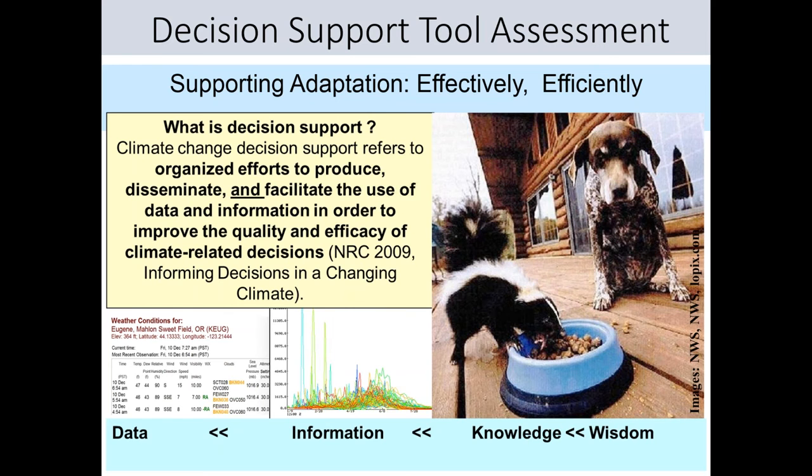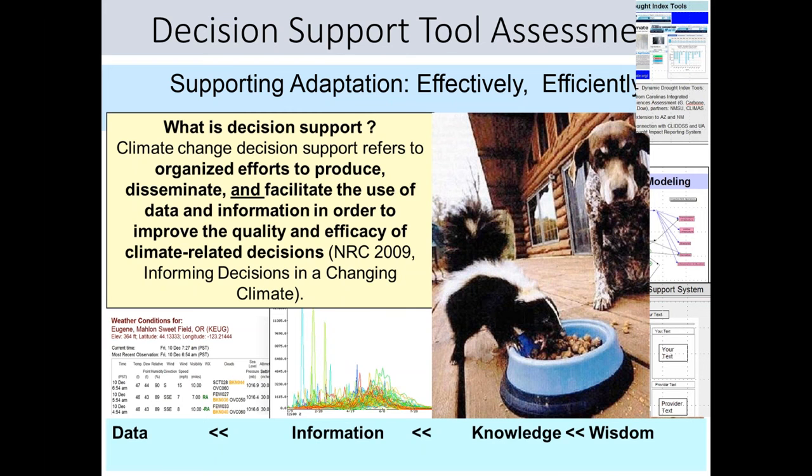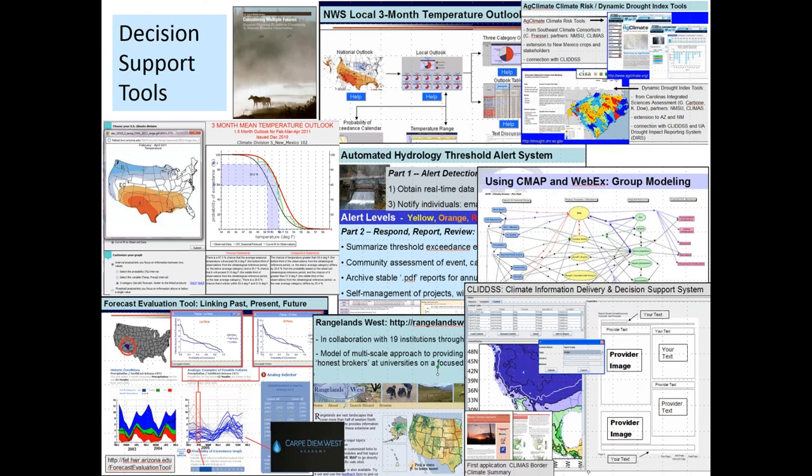So it's not enough just to produce data and transmit information. We're really trying to connect with the wisdom of decision makers and develop their knowledge about that information. They can bring it into their past experience, like this dog may have had here in the past, and connect it with their values.